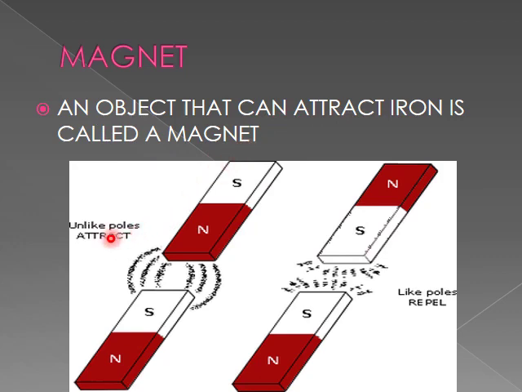So, my dear students, there are different types of magnets: natural magnets and artificial magnets. There are different shapes of magnets, and there are also electromagnets, and the force of the magnet is also involved in the attraction of iron. So, my dear students, what is a magnet? An object that can attract iron is called a magnet.